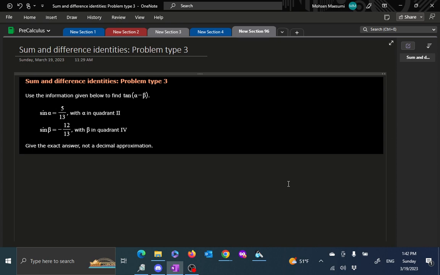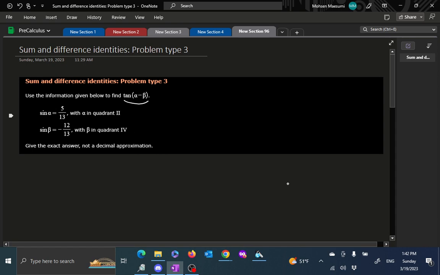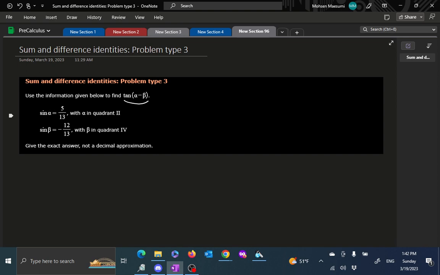So first one is asking for tangent of a minus b, or alpha minus beta. For sine of alpha we know that the value is 5/13 and alpha itself is in quadrant 2. Beta, sine of it is given and we know that beta is in quadrant 4. We want to find the exact value of the tangent of the difference.